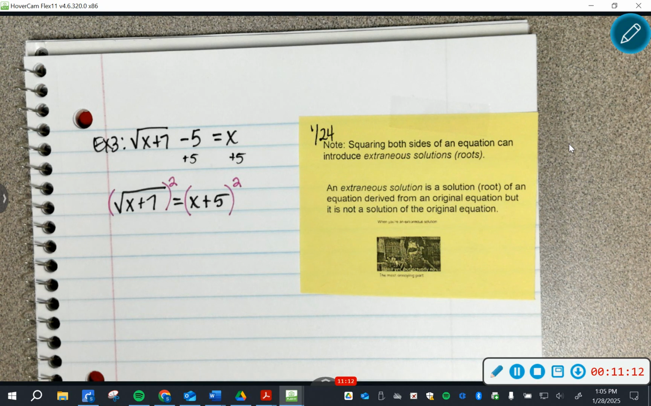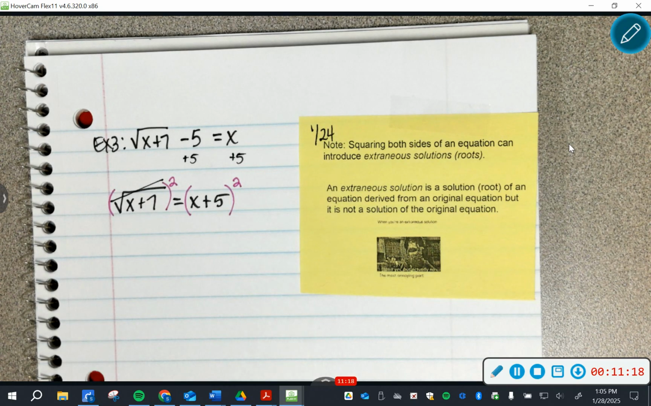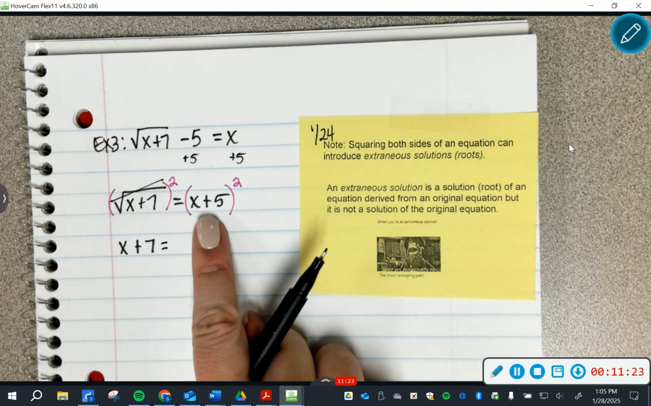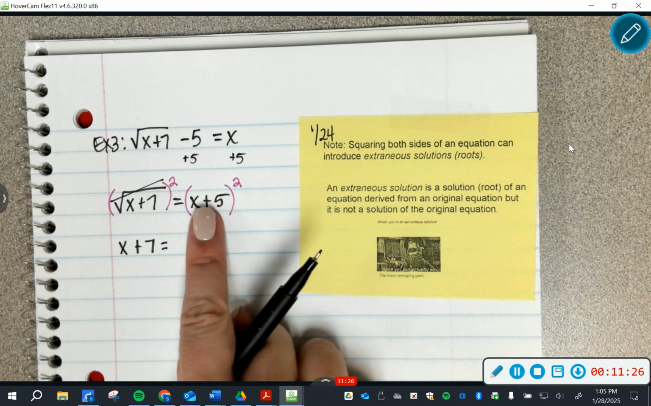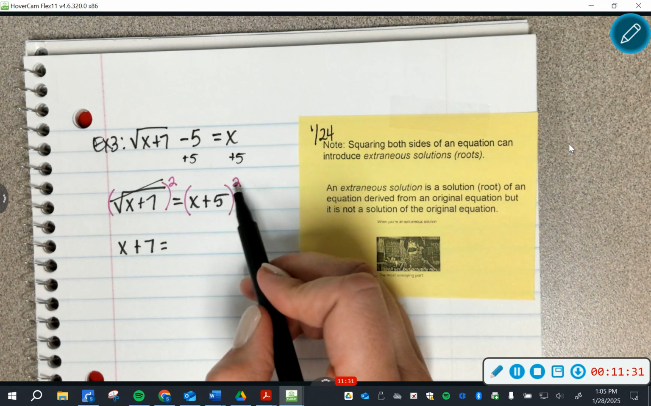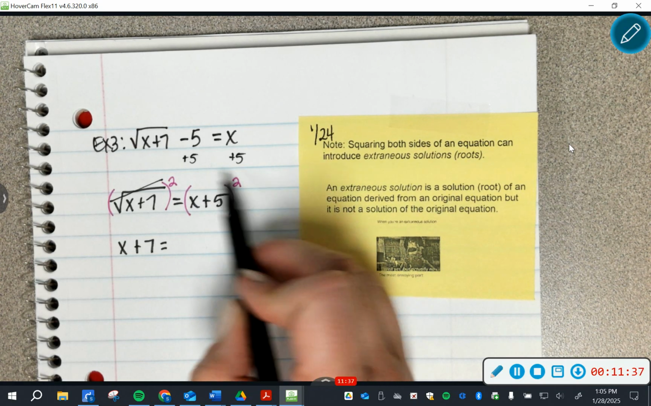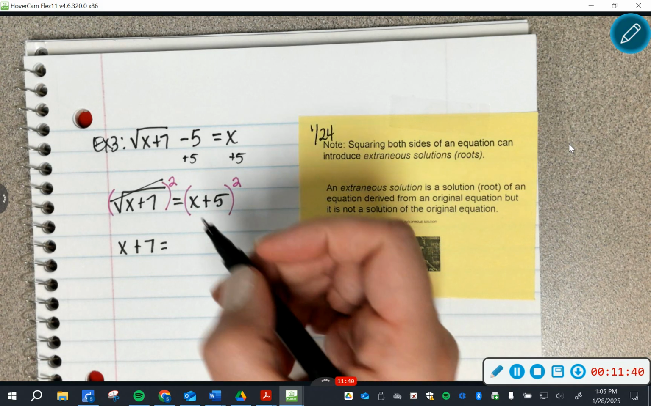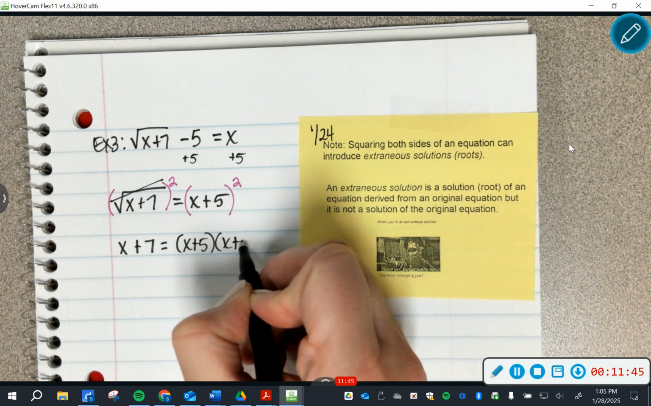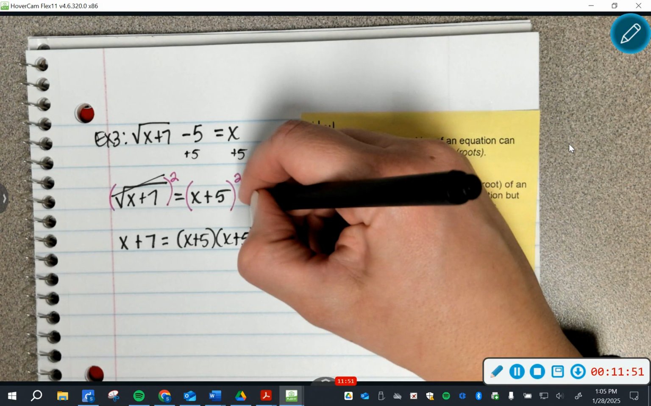Okay, so on the left side, our square roots just cancel out, right? So we're left with x plus 7. But on the right side, there's no square root, so nothing cancels out. And we can't just distribute the squared because what we're squaring is x plus 5. So think back to last semester. We did a lot of work with these, they're called perfect square trinomials. X plus 5 squared means x plus 5 times x plus 5, right? That's what x plus 5 squared means.